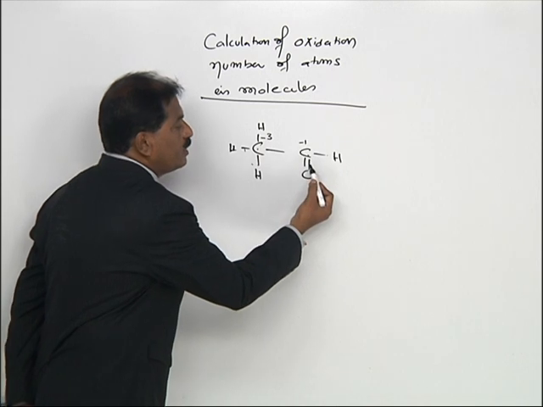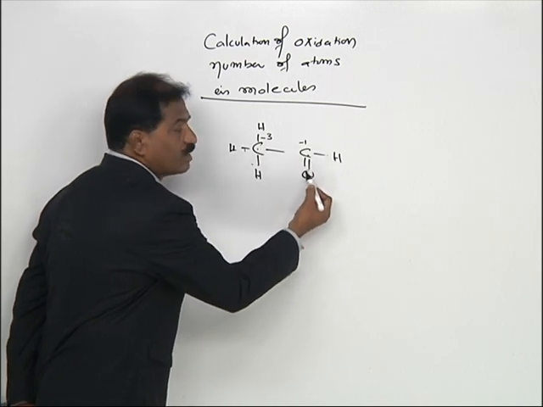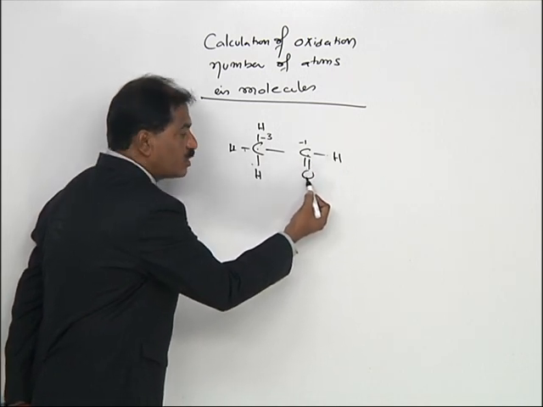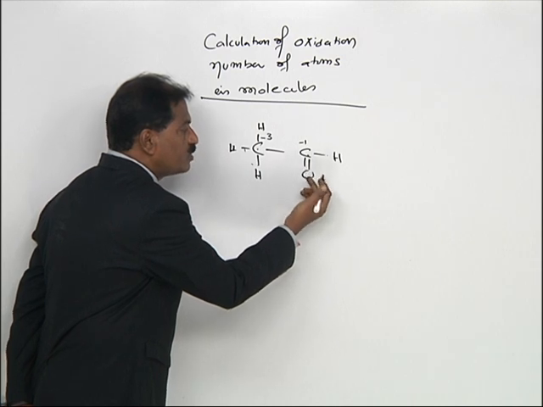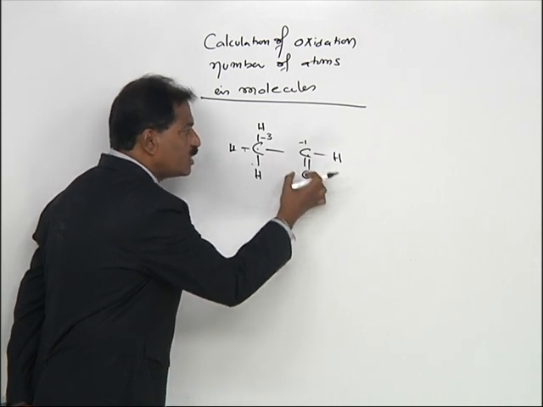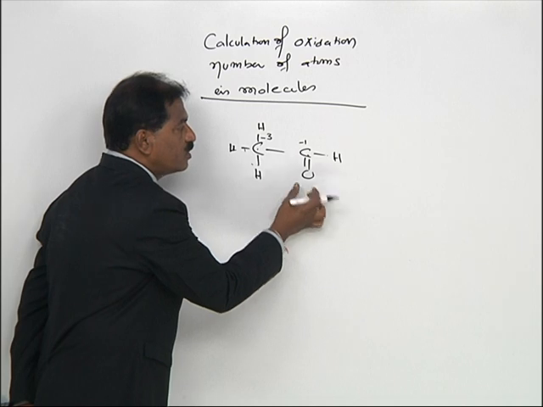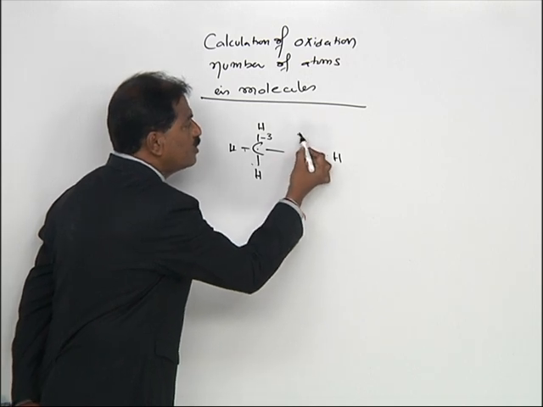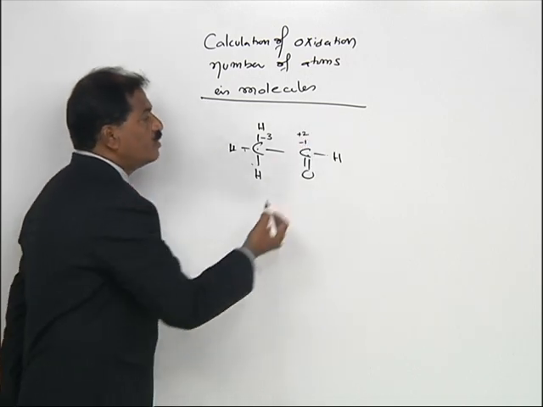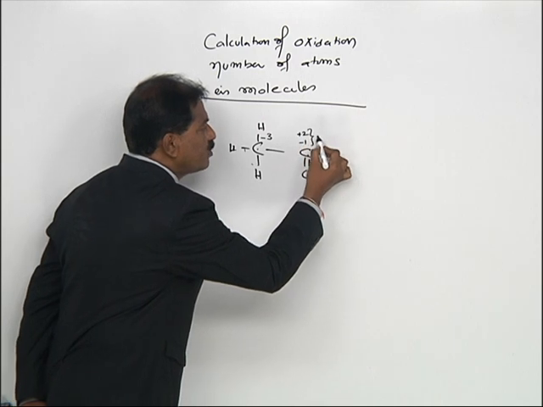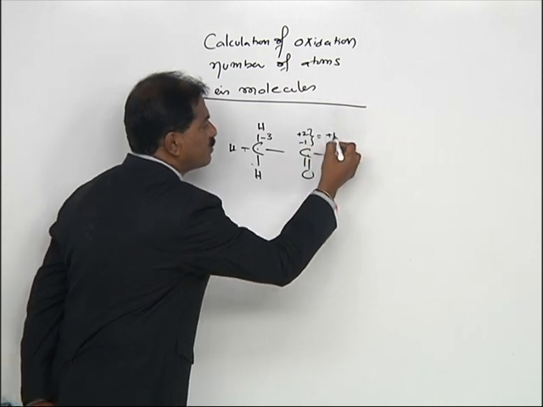Next similarly, this carbon and oxygen, here a double bond is present, and oxygen is more electronegative. Since oxygen is more electronegative, oxygen will gain 2 electrons through these 2 bonds. Therefore, carbon here loses 2 electrons. Therefore, the net charge present over the carbon here is +1.